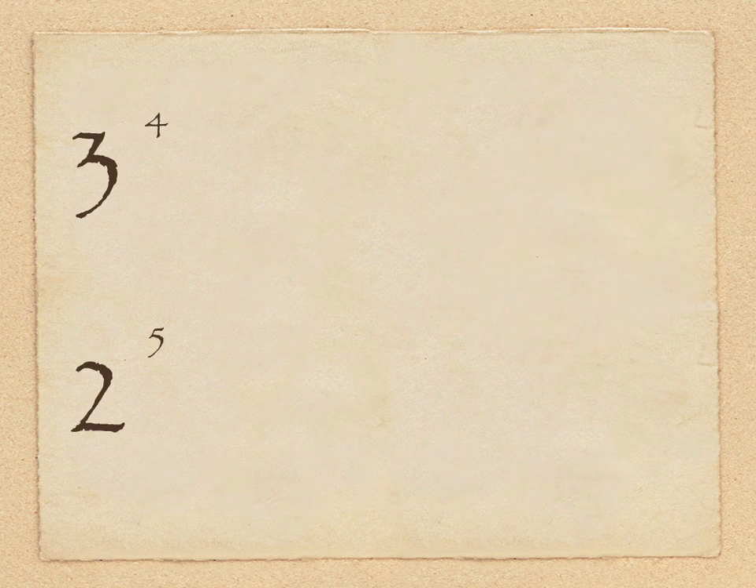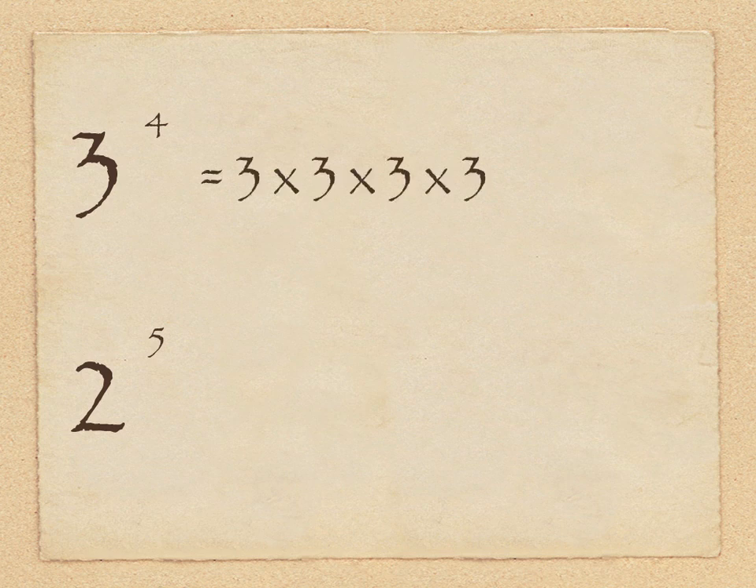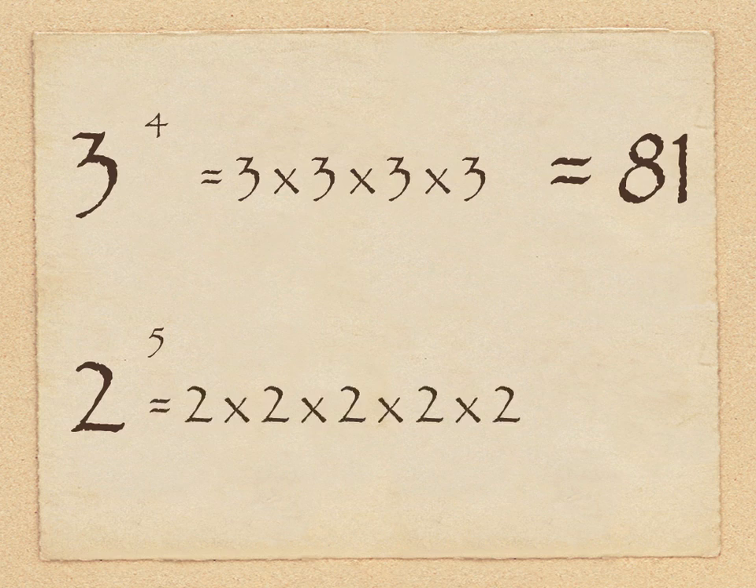Let's look at some examples here. We have 3 to the 4th power, and what that looks like is 3 times 3 times 3 times 3. Maybe in your head for a quick second, try to figure that out. 3 times 3 is 9, times another 3 is 27, times another 3 is 81. Now 2 to the 5th power looks like 2 times 2 times 2 times 2 times 2. So we start at 2 and we double. 2 times 2 is 4, times 2 is 8, times another 2 is 16, times another 2 is 32. So 2 to the 5th power is equal to 32.